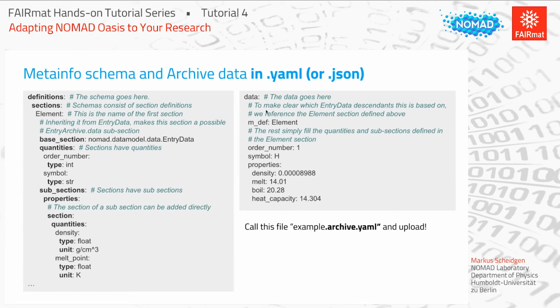So I'm basically saying to the system, the data section now has the shape of whatever is defined in the section definition. And then you find the order number, the symbol, and the properties, and so on and so forth, right here. Like the order number int is an integer, the symbol here is a string, and so on and so forth. And then, of course, the data has to match with your schema. That's the whole idea. And then once you upload this to NOMAD, the NOMAD parser will check whether everything is in order. And then you can preview the data in NOMAD and can see everything.